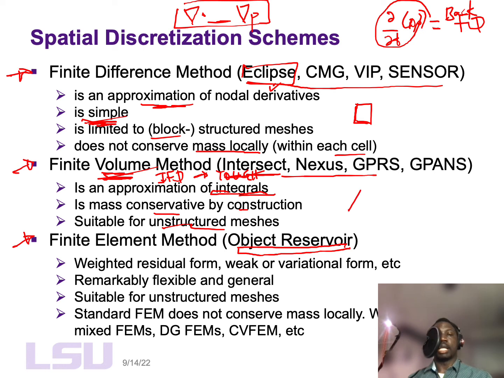It's suitable for use with unstructured grids, so grids that can have more than 4 sides. It's flexible in terms of the number of sides, and it can adapt to discontinuities, right? Flow channels, fractures. You can adapt to those kinds of discontinuities within the reservoir.